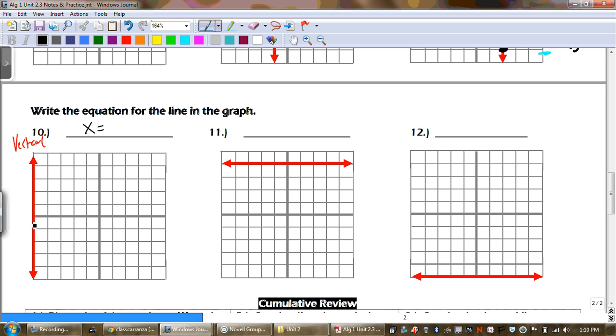And if it's a vertical line, you'd know that it's an x equals graph. So now all we have to do is, where does it equal that? Count: 1, 2, 3, 4, 5. So x equals negative 5.